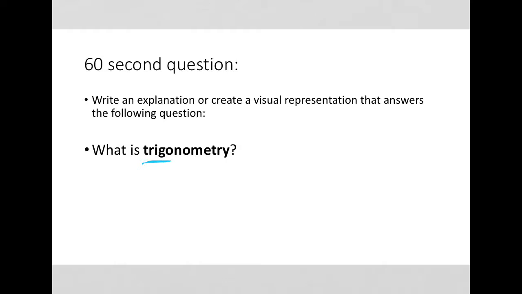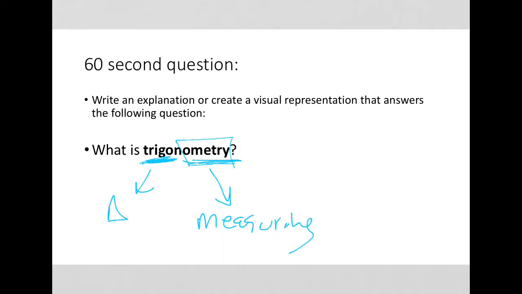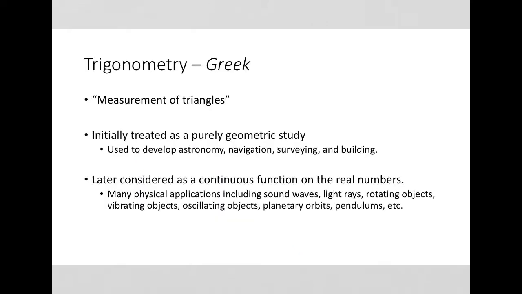Trig, right there, that's kind of like triangle, and nometry is kind of like measuring things. I know that's not a complete connection right there. Trigo, you're like, okay, I see the triangle, kinda, I'll buy it. But then nometry, measuring, I don't know. Well, that's because it's all Greek. But it is referring to the measurement of triangles.